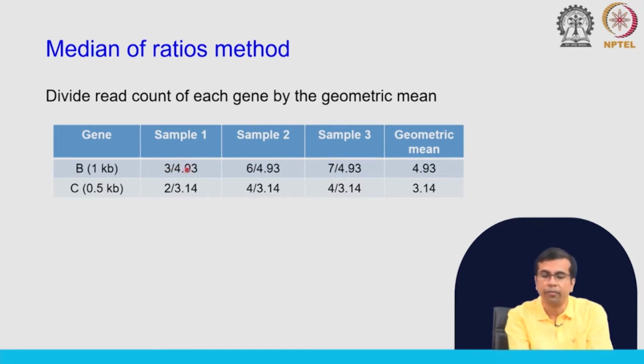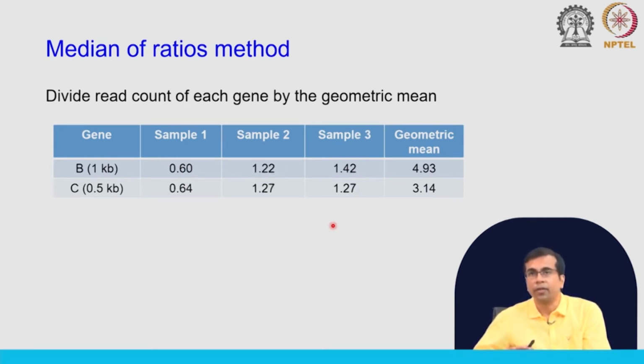For gene B the geometric mean is 4.93. So, we are dividing the raw read count 3 divided by 4.93, and similarly we are doing the same for sample 2 and sample 3. For gene C, that geometric mean is 3.14. So, we divide the read counts by this number 3.14. You can see these for sample 1, sample 2, sample 3, we do the same. Now, once we have done that, we got the values. After the division, these are the values.